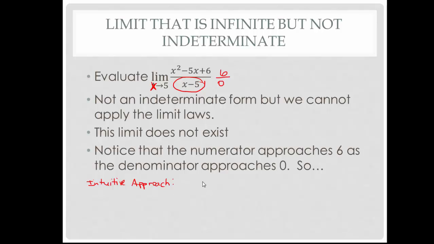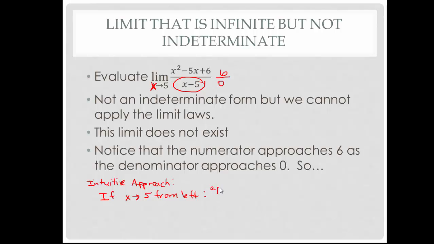So what do I mean by an intuitive approach? Because this is an infinite limit, we need to approach the left and the right differently, because we're not sure whether it's going to go to positive infinity or negative infinity from one side and on the other side. So we want to look at them separately. Let's say for the moment we were letting x approach 5 from the left. Your numerator is approaching 6, period. It doesn't matter whether you're approaching 5 from the left or the right.